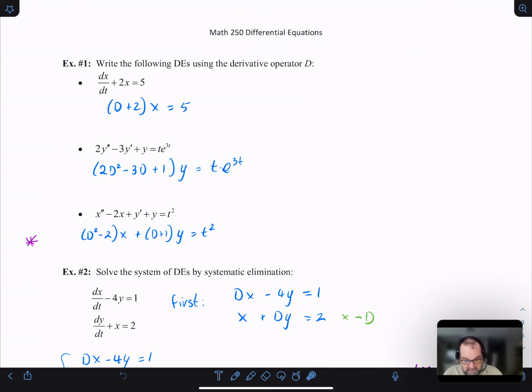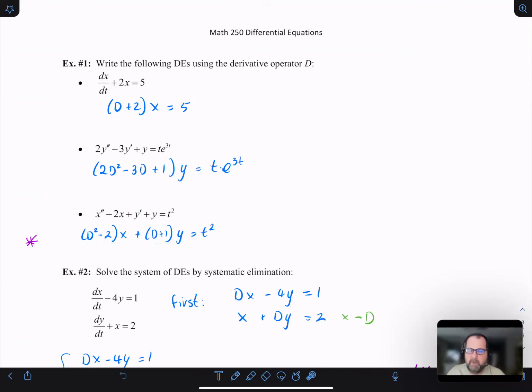So we're actually going to need to do things like this next one. Here is an equation involving x's and y's, but notice I can rearrange this equation so that it has an x term and a y term and then equals everything else on the other side. So we can rewrite x double prime minus 2x as D squared minus 2 acting on x, and y prime plus y is D plus 1 acting on y. So now we have an x term plus a y term equals numbers on the other side.